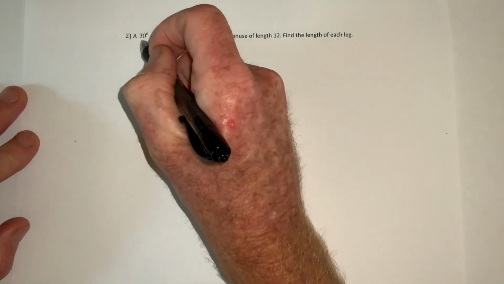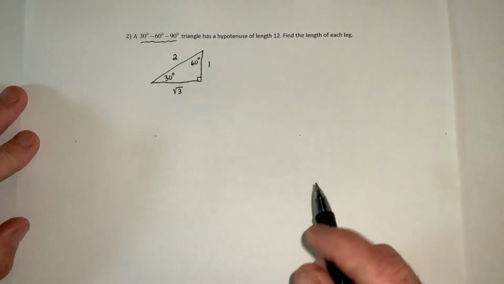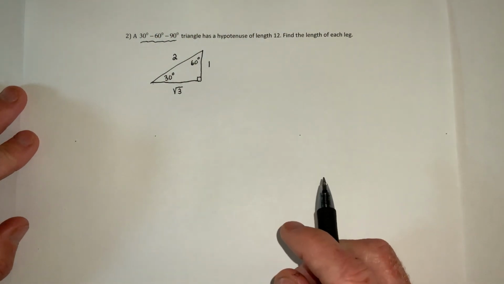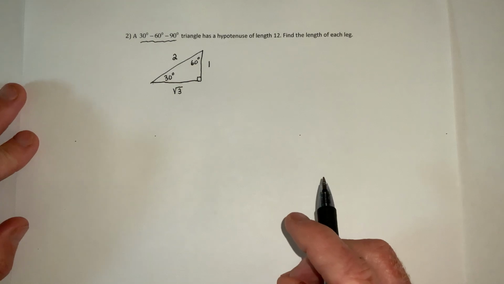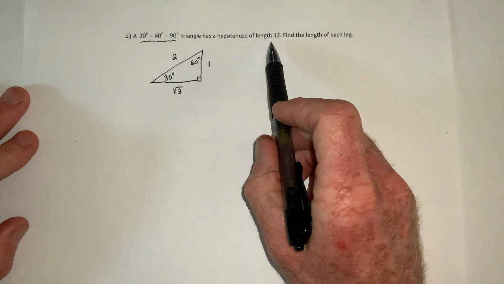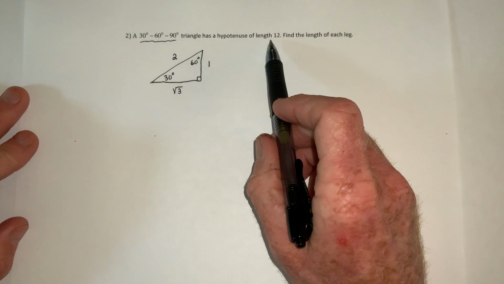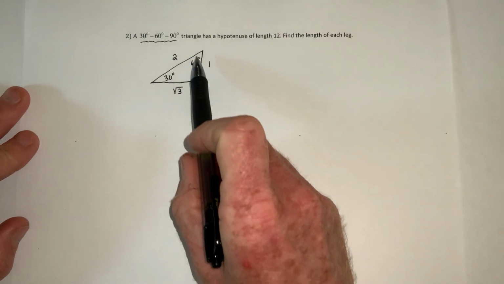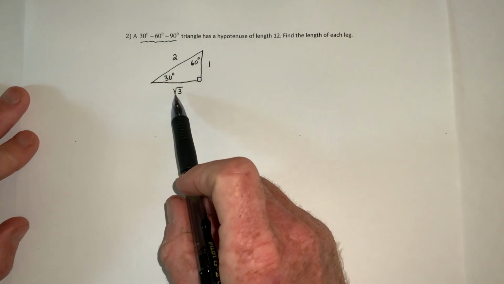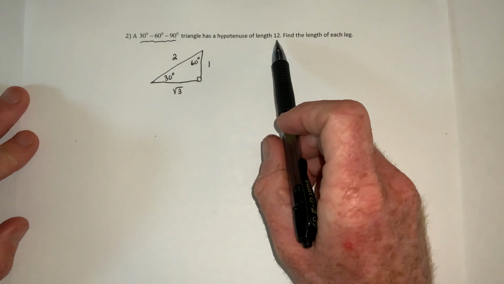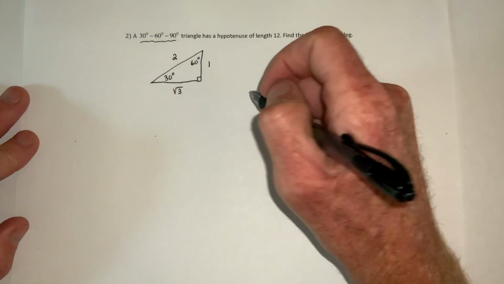Now I've done all of that just by referring to the 30, 60, 90 part. I haven't even read the rest of it. It says that the hypotenuse has a length of 12. So what I'm doing is saying, in general, this is the basic 30, 60, 90 triangle. Now, specifically, we need one that has a hypotenuse length of 12.